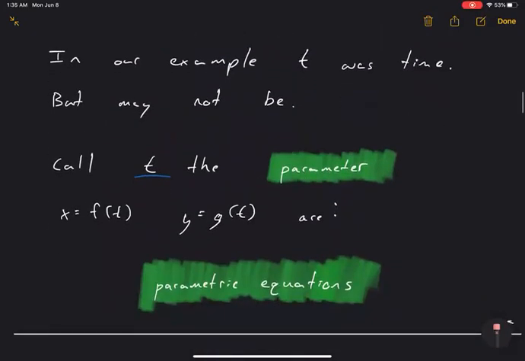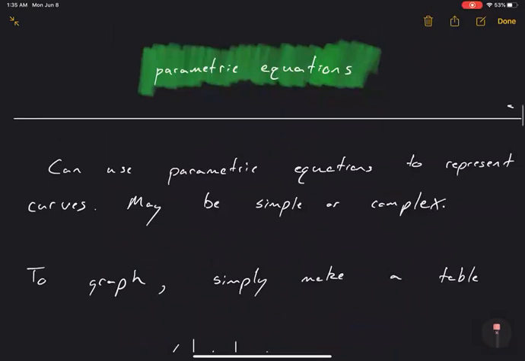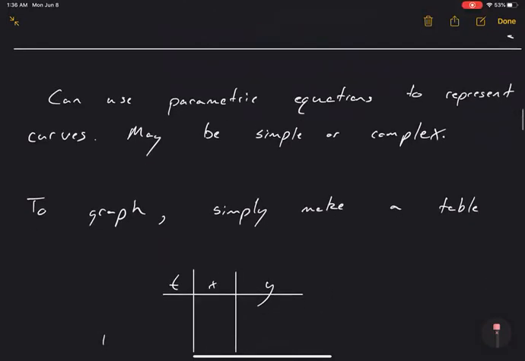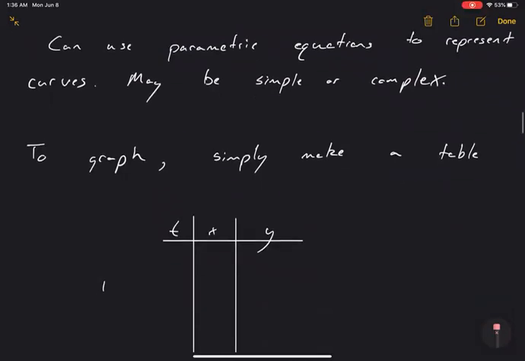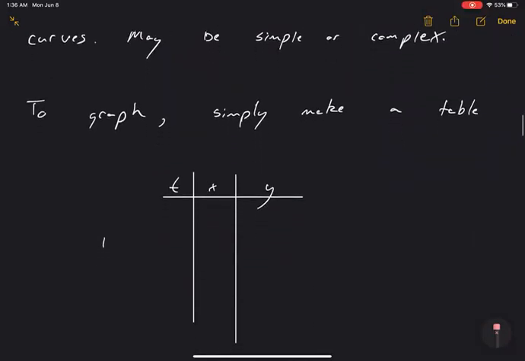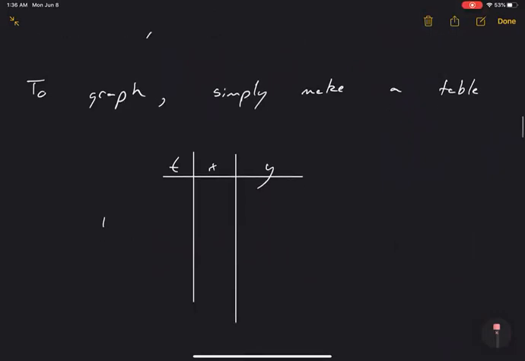So we can use these parametric equations to represent curves. These curves might be very simple or they might be complex. Parametric equations, as I said, we can use them to represent things that aren't normally functions, but maybe we have a set of parametric equations and they represent something really simple, as simple as a line or a parabola. So the curves these parametric equations describe might be simple, they might be complicated.